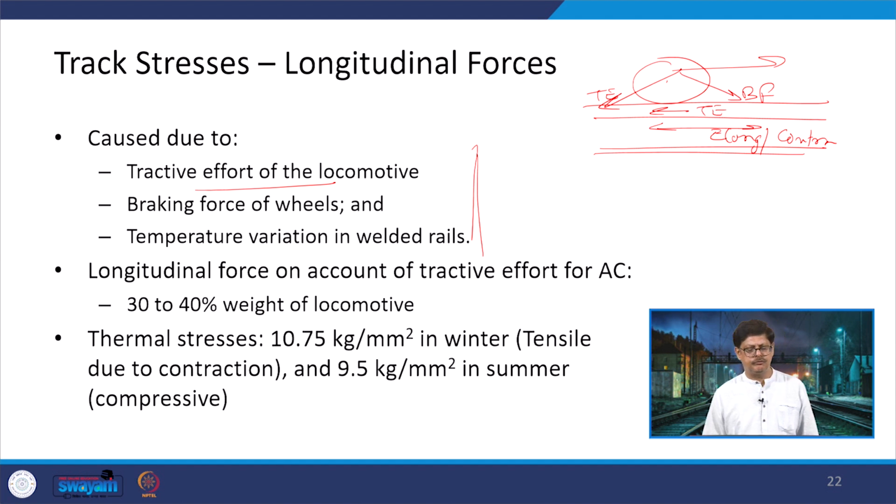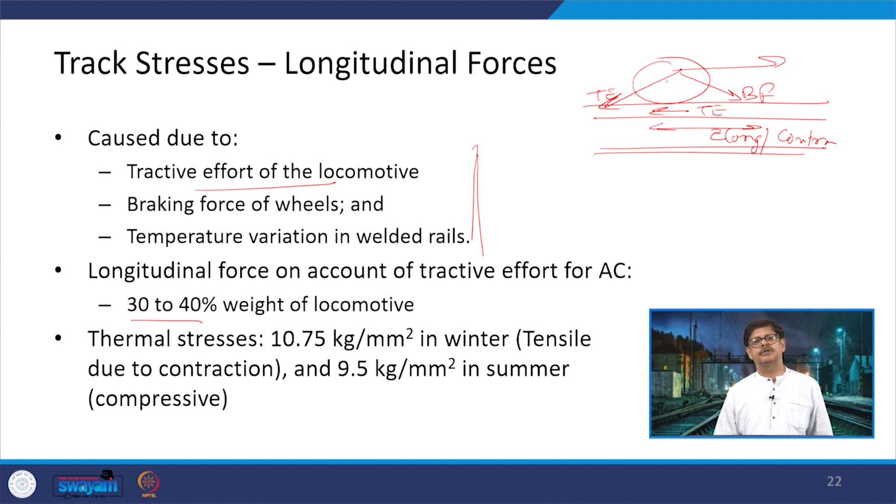Now, these longitudinal forces on account of the tractive effort for the AC condition are taken as 30 to 40% of the weight of the locomotive. So, in the electric traction, it is taken as 30 to 40% of the weight of the locomotive.